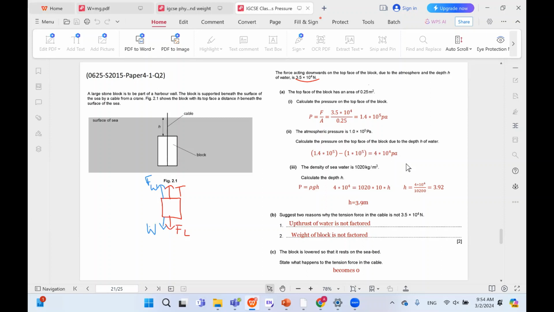The block is lowered so that it rests on the seabed. State what happens to the tension force in the cable. Of course, if the block is resting on ground, then there is no tension in the cable. And the tension becomes 0.